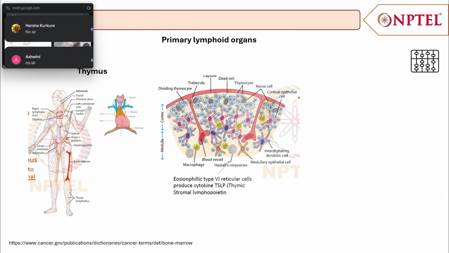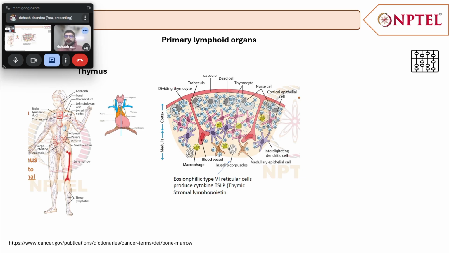This is the second primary lymphoid organ. Here, mostly T lymphocytes are matured. So T lymphocyte maturation takes place in the thymus. Where is it located? It is located near the heart, just above the heart, just above the diaphragm. And this is the primary structure of the thymus, the yellow colored thing that can be seen in the figure.